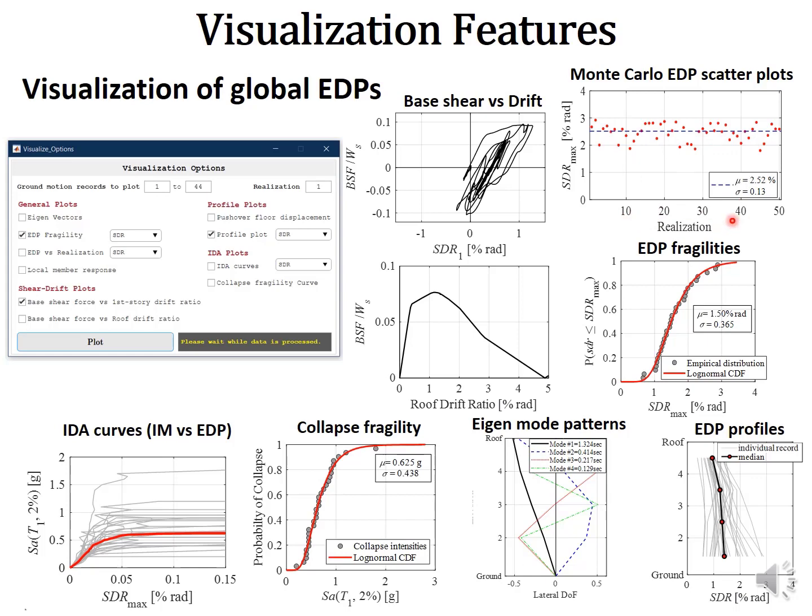You can visualize the fragility functions for the different EDPs. You can visualize the different profiles for the different EDPs, including the story drift, the residual drift ratio, the peak floor acceleration and velocity, and story shears. You can visualize the eigenmode patterns. For incremental dynamic analysis, you can visualize the IDA curves, and you can visualize as well the collapse fragility curve, and you can get the distribution parameters of the collapse fragility curve.